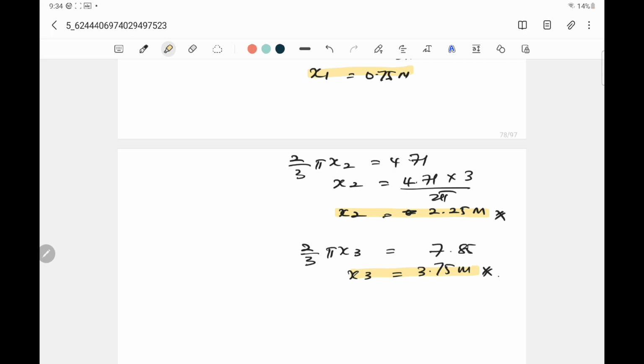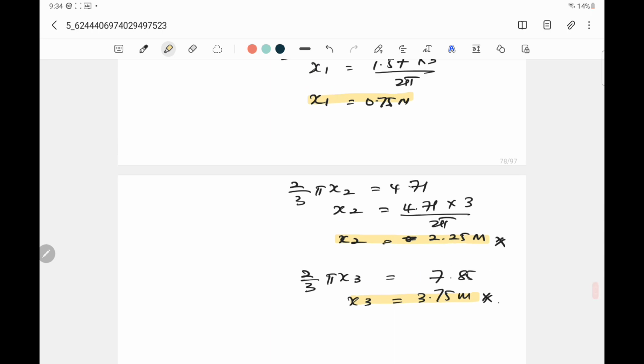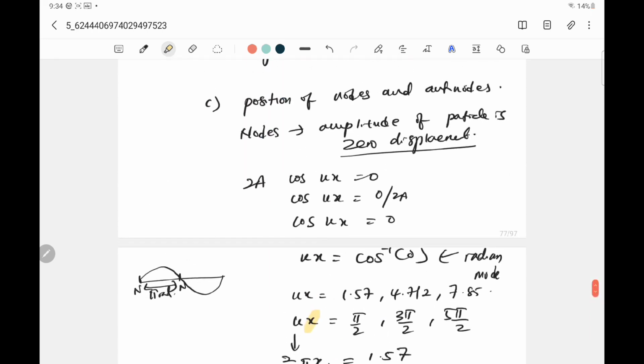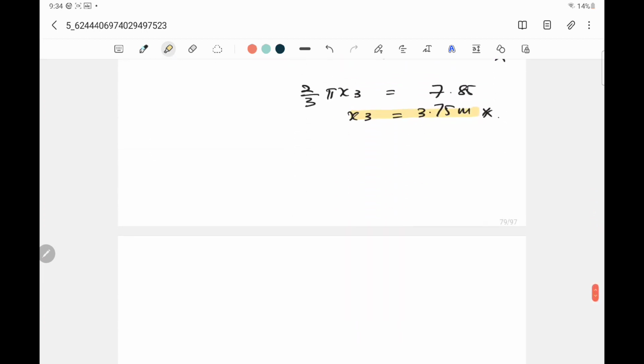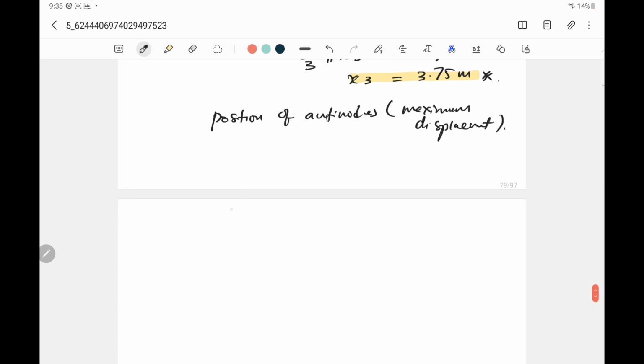Okay, this one is the position of nodes. Then we find the position of antinodes. Remember the antinode is the maximum displacement. So we have 2a cos kx equal to 2a. So cos kx equal to 1.